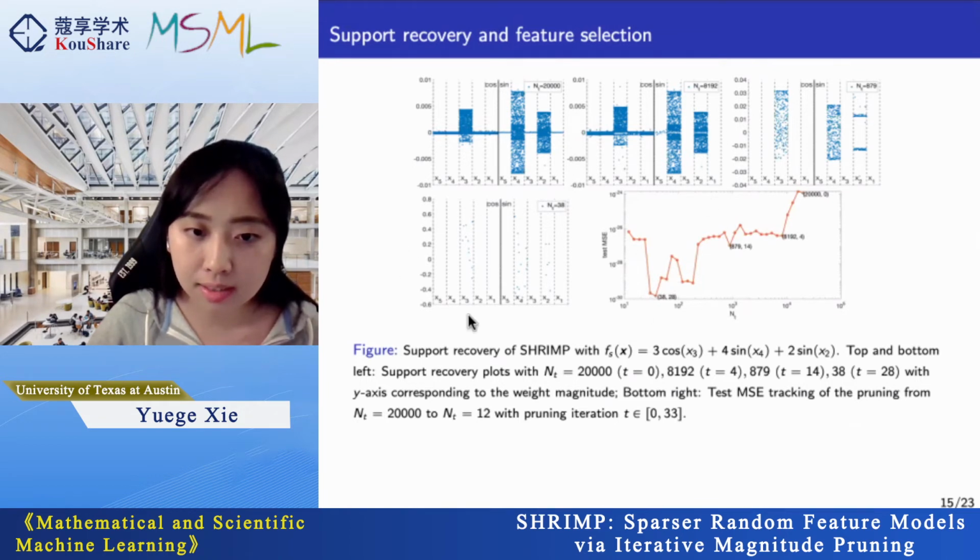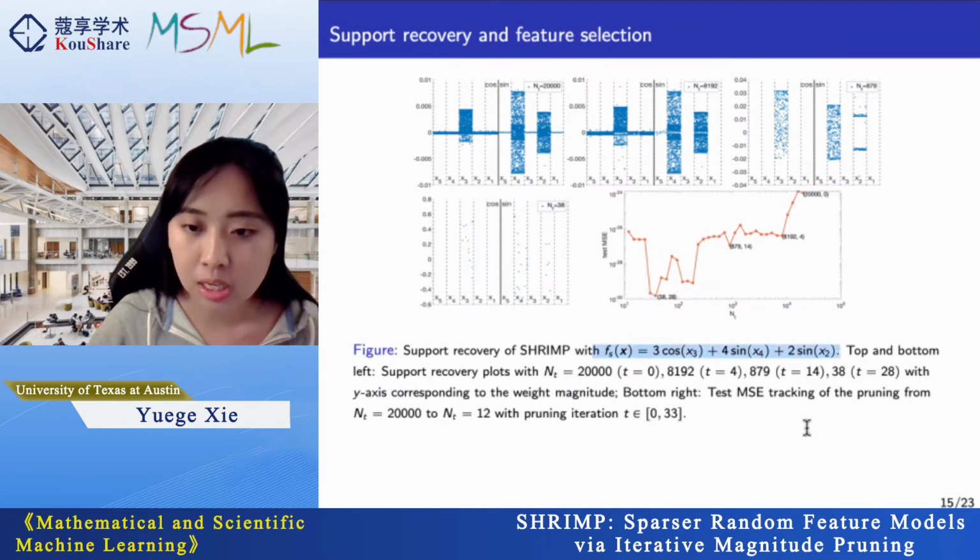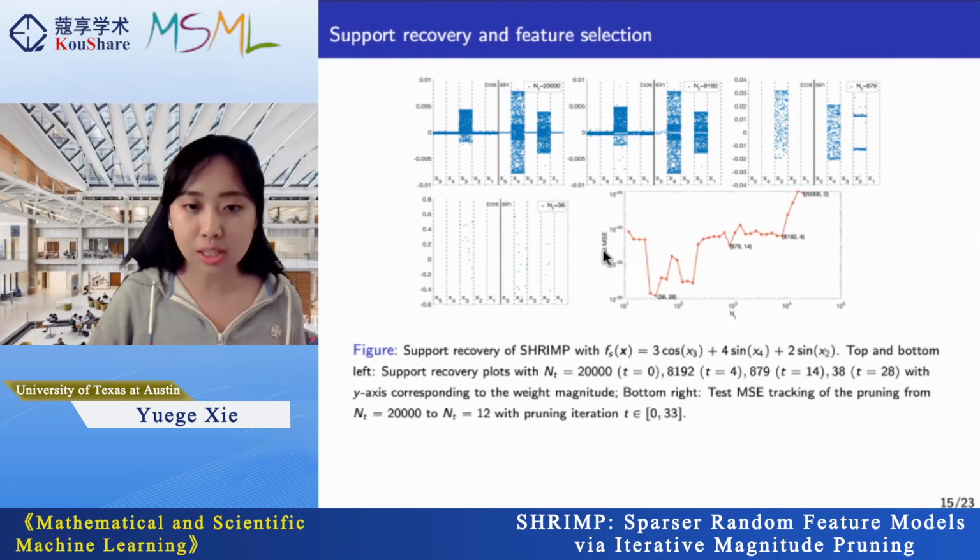And here in the resulting model chosen by SHRIMP, we have only 38 features, and all those features are distributed on the coordinates of interest, and we don't have other coordinates that don't appear in this function. So in that case, SHRIMP can do the support recovery and also the feature selection during the pruning process.